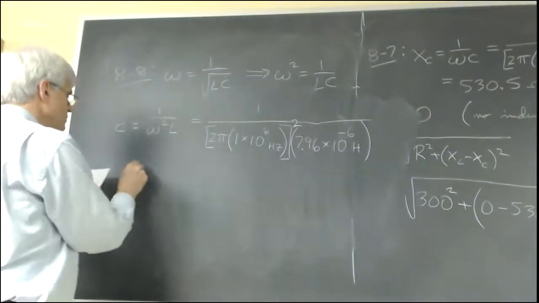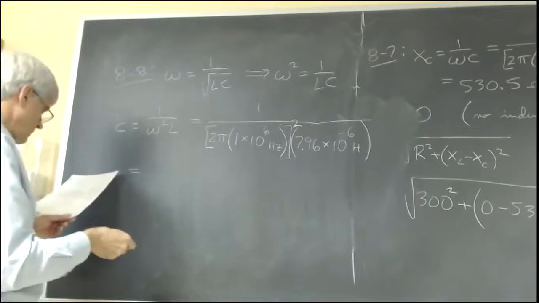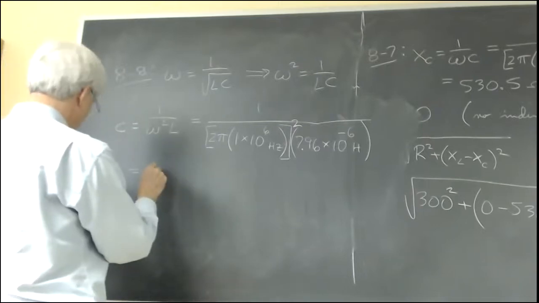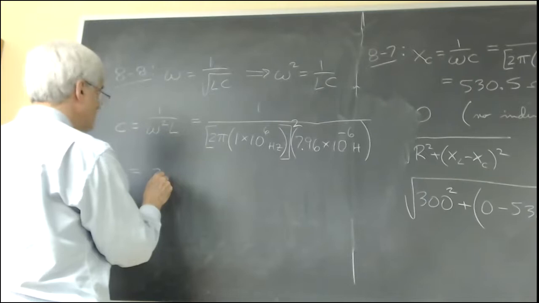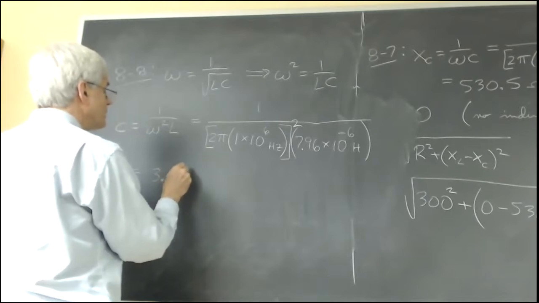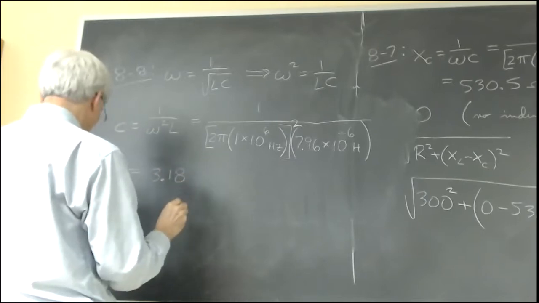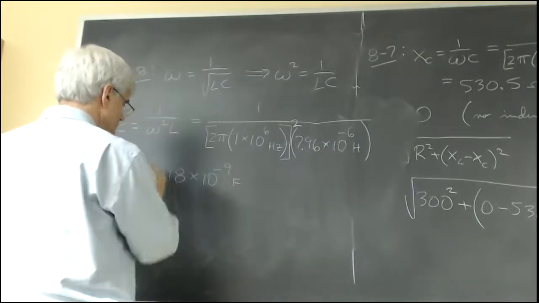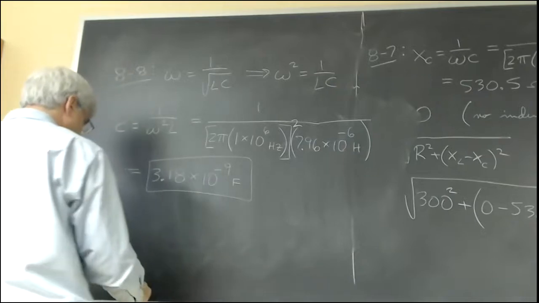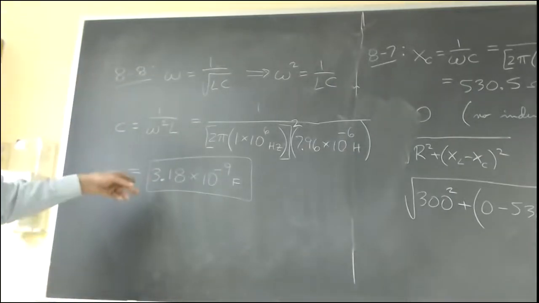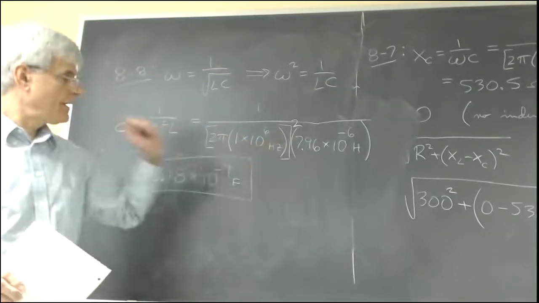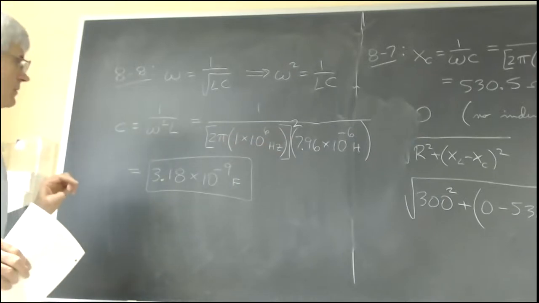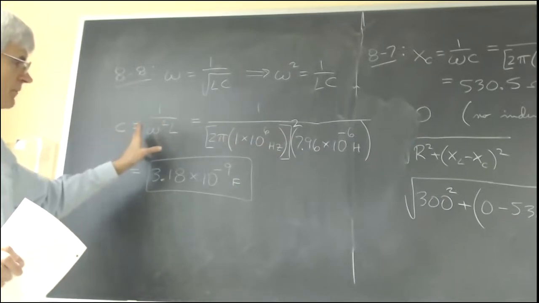So assuming that you remember to square, it comes out 3.19 or 3.18. Don't know where I got the 9 from. Oh, because it's 10 to the negative 9, probably. That capacitance together with that inductance will give you the desired resonant frequency.